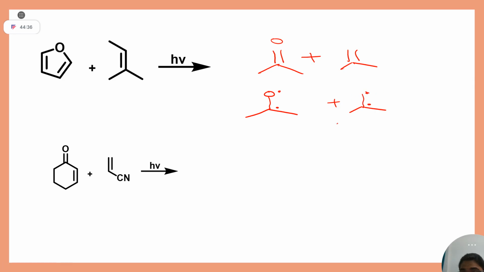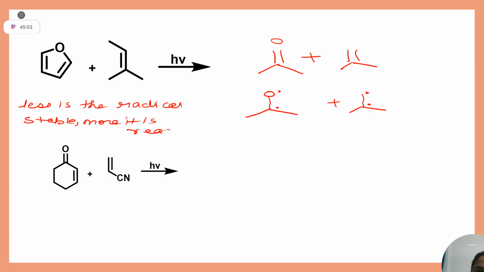Now, student, tell one thing you should keep in mind in radical chemistry. The less stable the radical, the more reactive it is. Let me write here: less is the radical stable, more it is reactive. So, if I ask you among this carbon radical and O radical, which radical is stable?